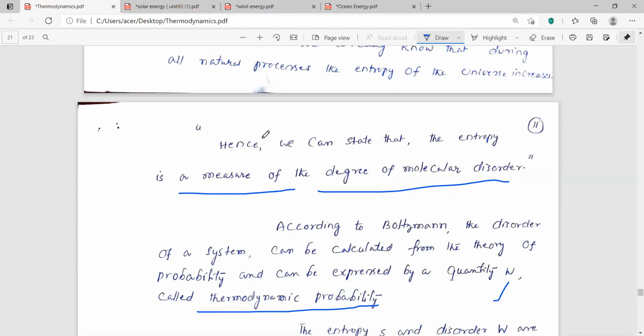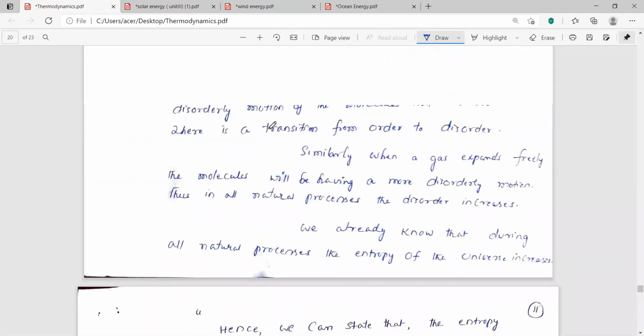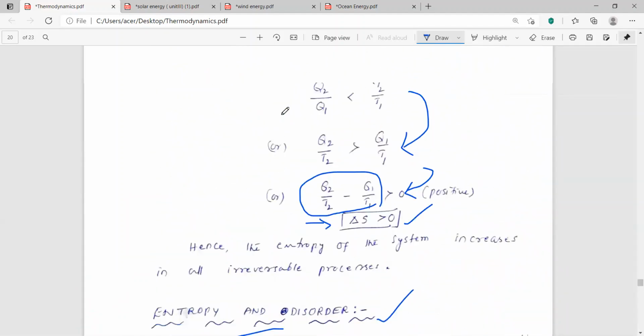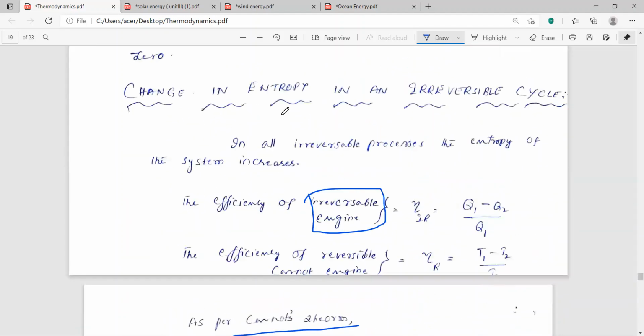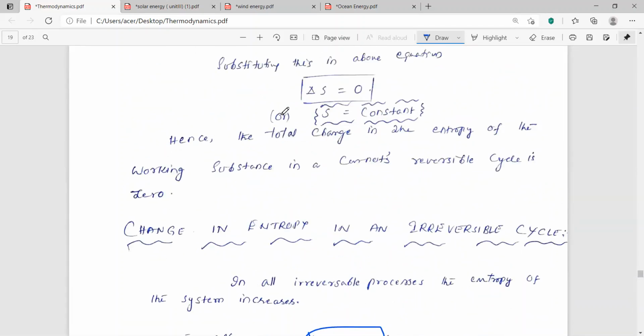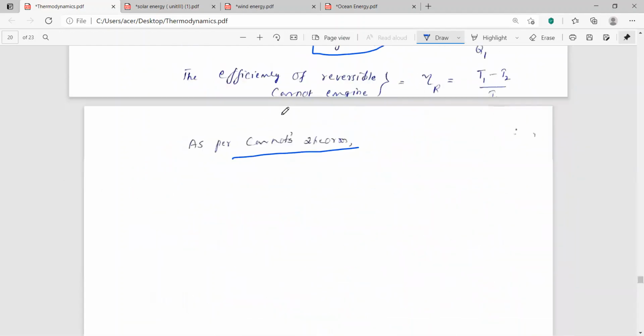From the total work done in the Carnot engine, we have proved that the efficiency of the Carnot engine is eta equals 1 minus T2 by T1. So the efficiency of a Carnot engine depends only upon the temperatures of the source and sink. After that, we have learned about entropy. What is the change in entropy in a reversible process? What is the change in entropy in an irreversible process?